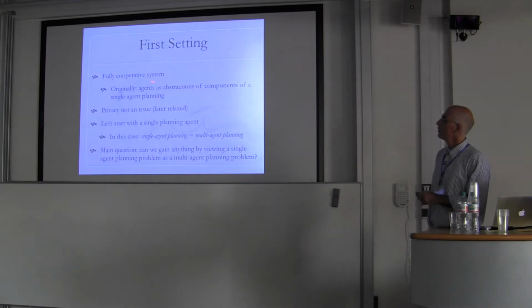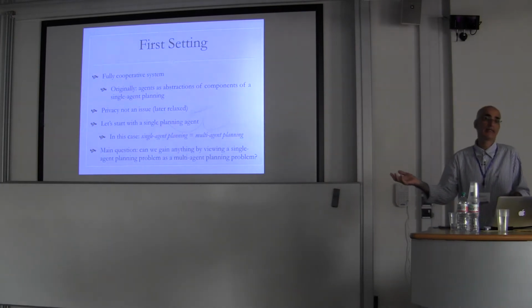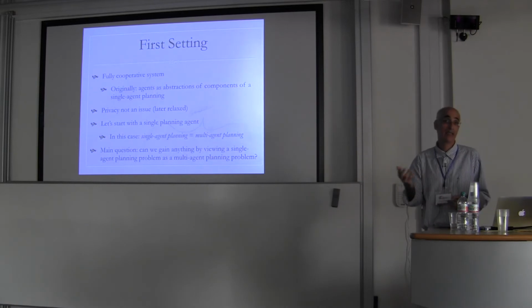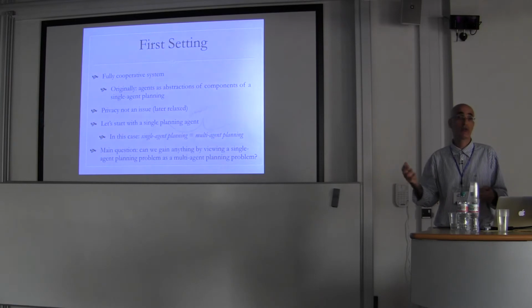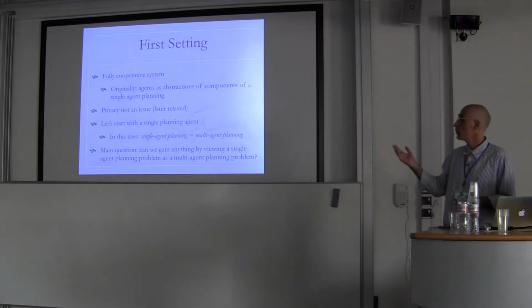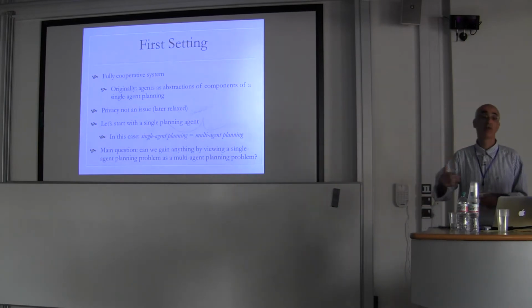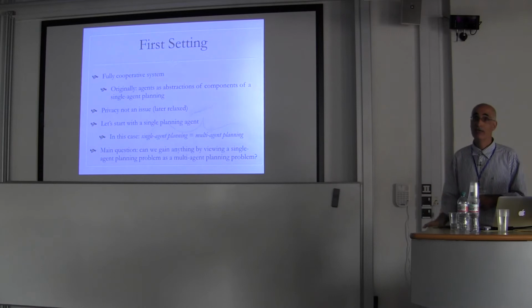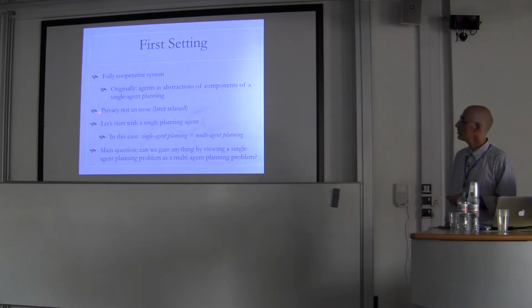So, again, we're in a fully cooperative system. In fact, originally, this was considered as the agent abstraction of components of a single agent planning problem, like in the logistics domain, which is a classical single agent domain, but I think you agree that it has natural components, though it's not clear whether it's useful to think of them as agents or not. I'll show you that in some cases it's useful to think of these components as different agents and think of the problem as one of multi-agent planning rather than single agent planning. Privacy is not going to be an issue for us at this stage.